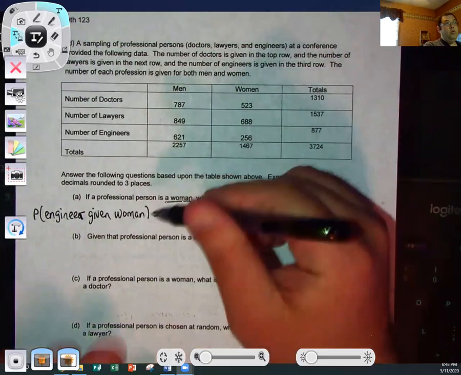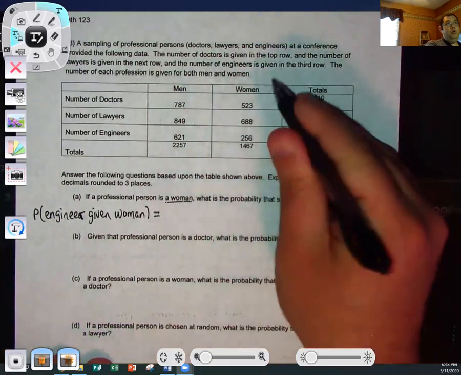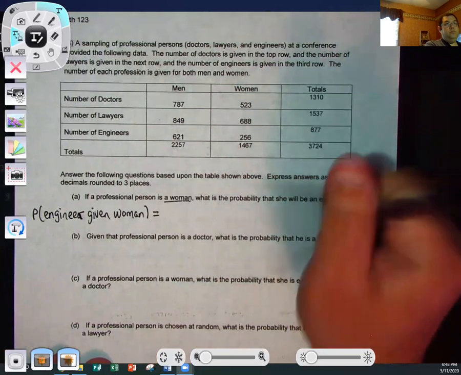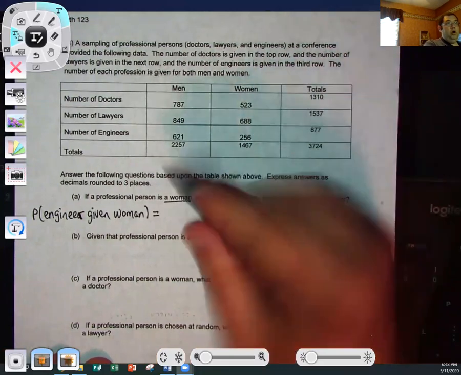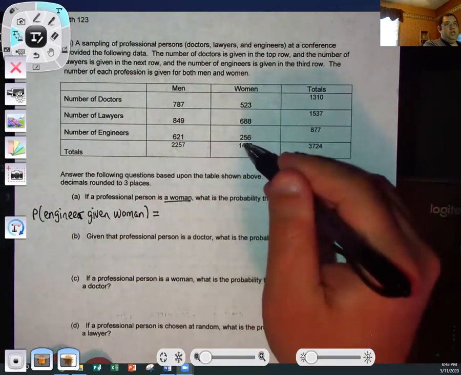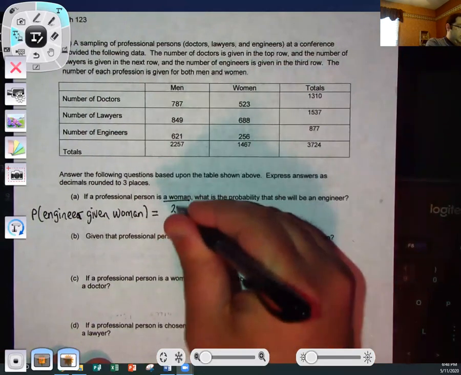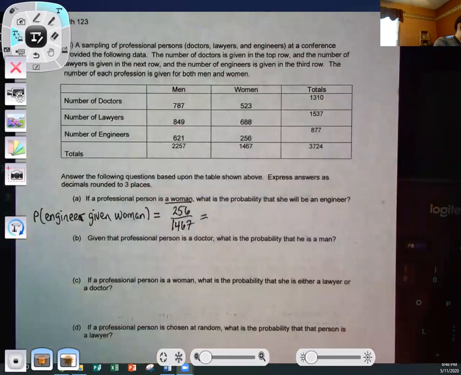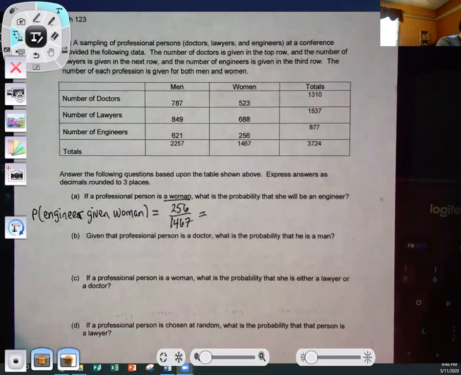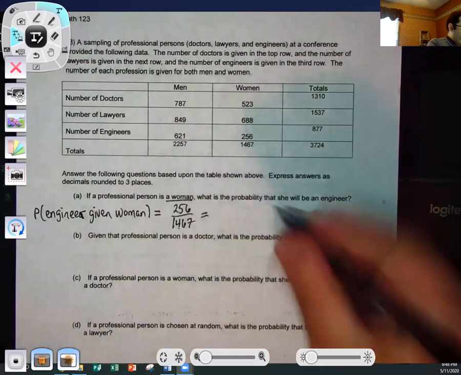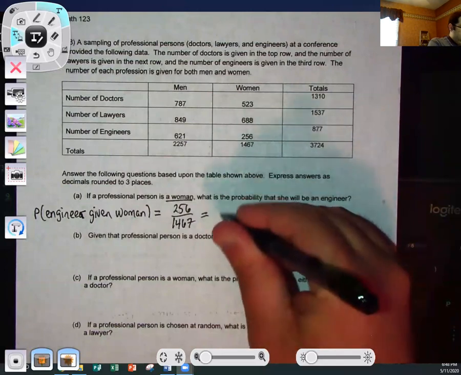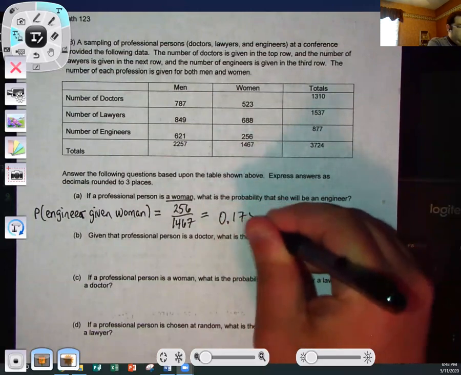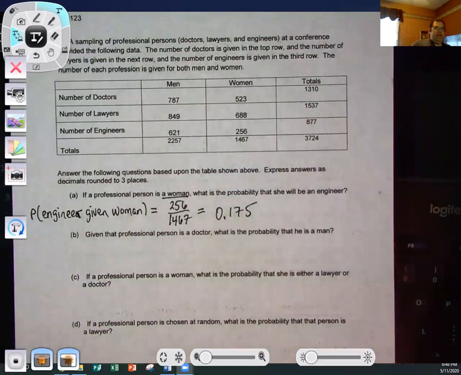Because they only want us to select from women, we're only going to select from the middle column. And we only want to look at the number of women engineers. So that would be 256 out of 1,467. When I divide that out and round to 3 decimal places, we end up with 0.175. So the probability of selecting an engineer, given that they are a woman, is 0.175.